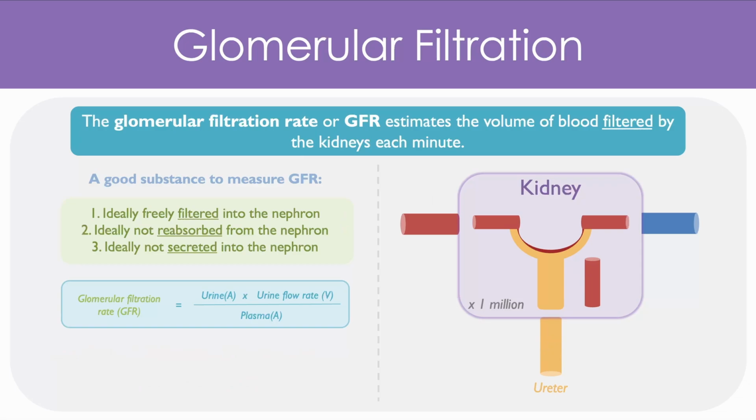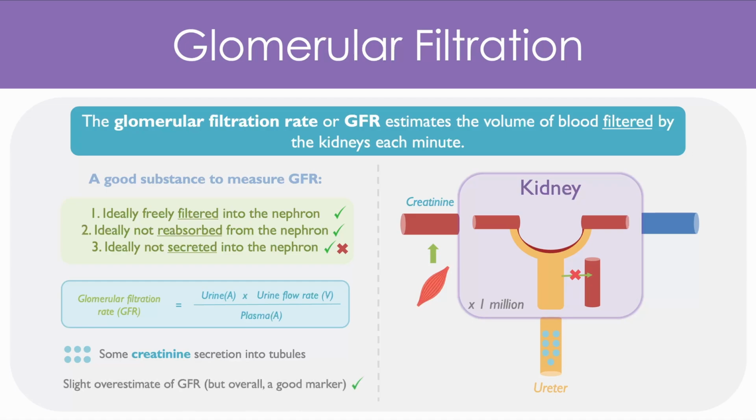In clinical practice, we tend to use a molecule known as creatinine to measure the GFR, and this is a product of muscle breakdown. Creatinine is freely filtered into the kidney, and it's not reabsorbed. The only downside is that there's a small amount of creatinine secretion from the blood vessels into the tubules, so we do end up with a slight overestimation of the GFR. However, because this secretion is so minimal, and we can adjust for this in our calculations, creatinine remains a good marker of renal function and GFR overall.